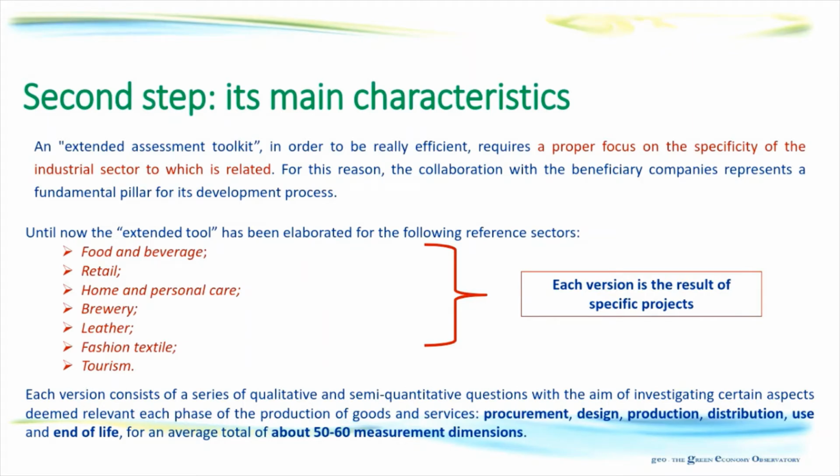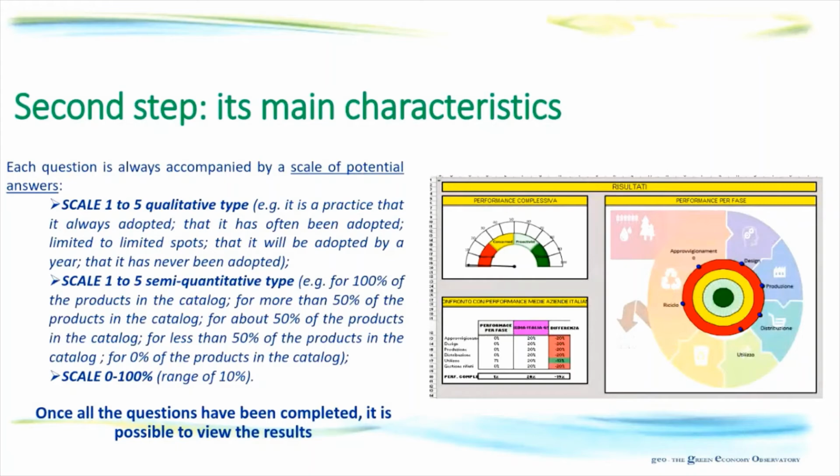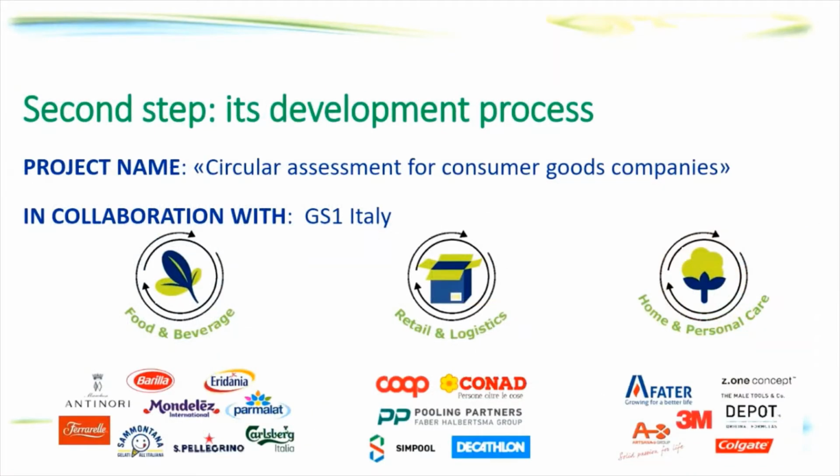So we have worked with many different sectors, but maybe the best example, and I would skip to the project we are carrying out with GS1 Italy. GS1 is the consortium that manages the barcode, and they're quite interested, and it's part of the GEO, obviously. We thank them very much for being part of the observatory. The work that we have carried out with them was, let's say, tailor-made for 3 different sectors in which GS1 is more active: food and beverage, retail and logistics, and home and personal care.